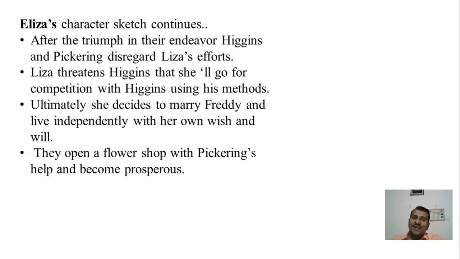In Lisa's character, we can find she finds her identity lost when she gets transformed. However, Lisa threatens that she will go for competition with Higgins using his methods. Ultimately, she despises all of Higgins' perception and attitudes. She does not like him and she marries Freddie and wants to live independently, recovers her identity, and lives according to her own wish and will. They open a flower shop with Pickering's help and become prosperous.